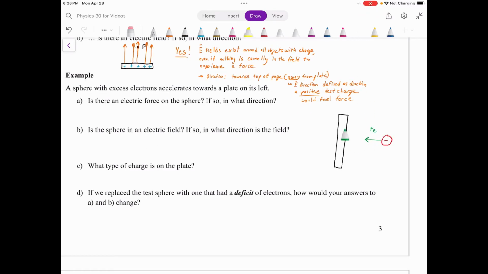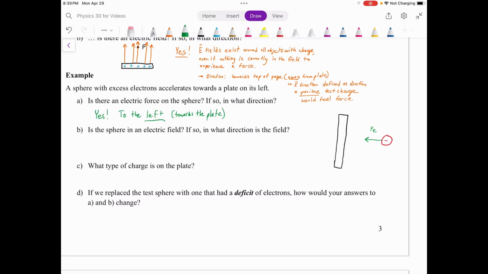So just drawing a diagram here to get our bearings. I'm not going to say what type of charge is on the plate because that's what part C is going to ask us, although you probably have a pretty good idea what type of charge must be on the plate if it's attracting a negative charge that's feeling a force towards the plate on its left. But is there an electric force on the sphere? Yes, there is, to the left. That's why it's accelerating to the left.